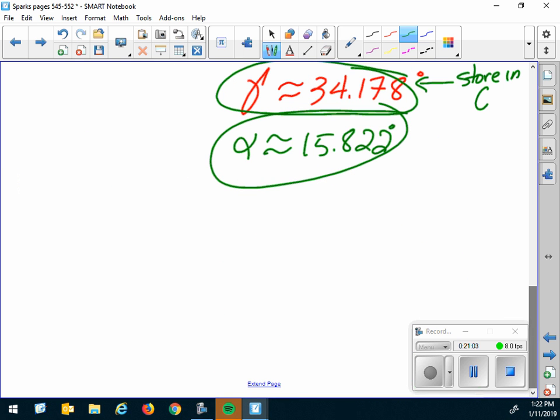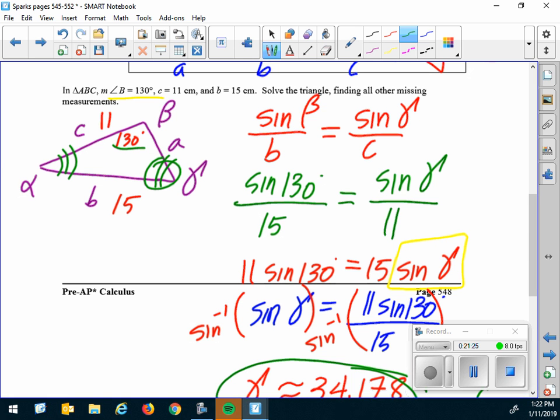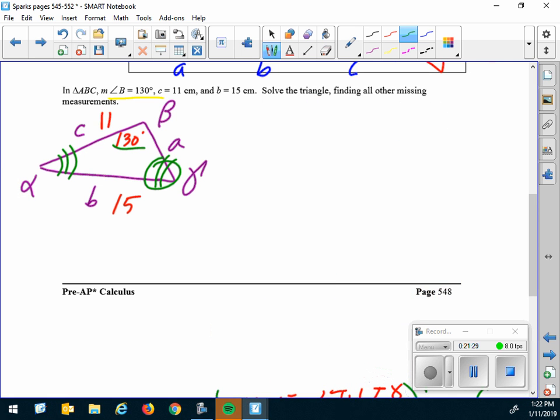Now listen, I forgot to tell you, let's store that. I'd store it in A. So we've stored that in A. Now we need to go back up here and we need to find side A. Now the nice thing is that's the only piece we don't know.